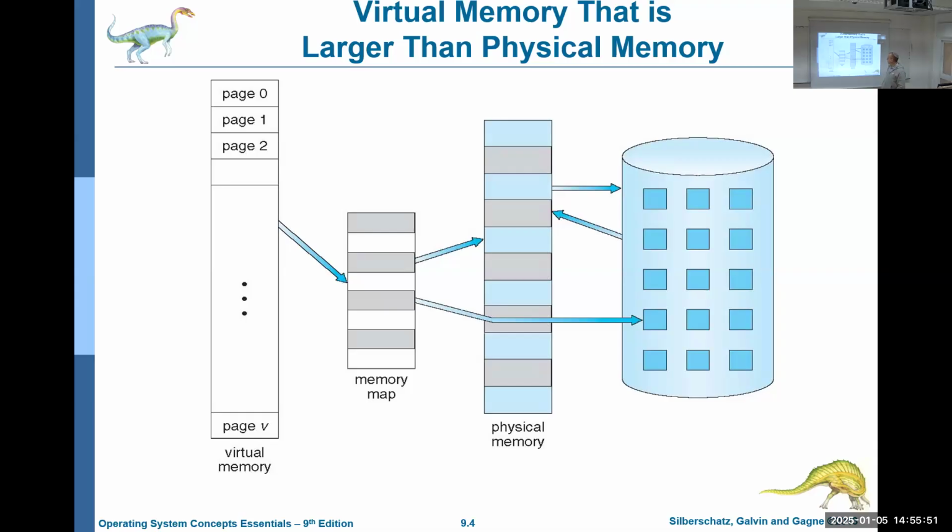What are the arrows going from the hard drive to the physical memory? That's swapping. That's bringing a page in or taking a page out. This diagram is not very good. It doesn't really show you a particular scenario. It just shows you general things that go on.